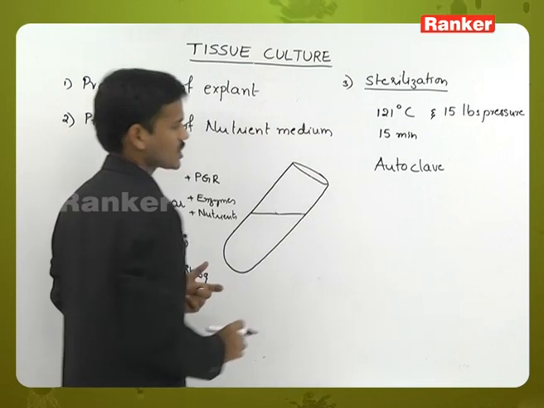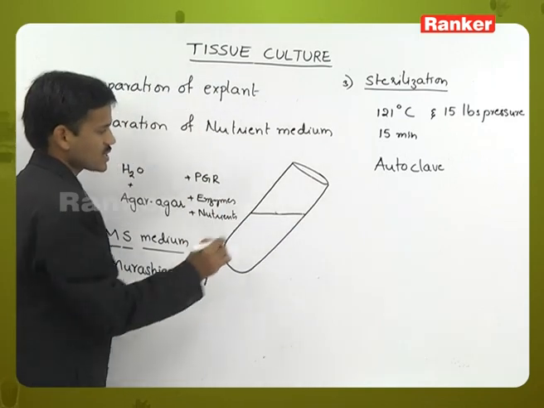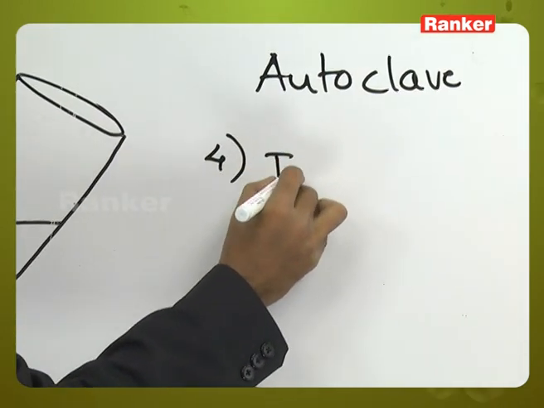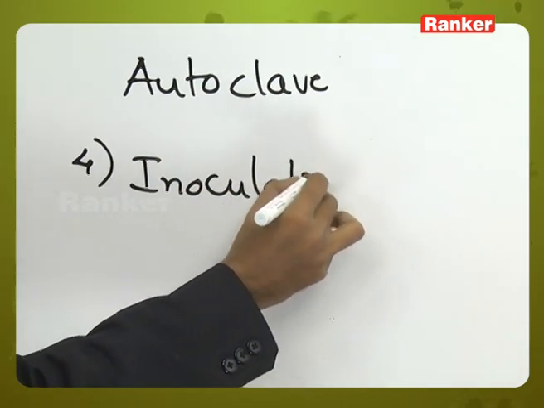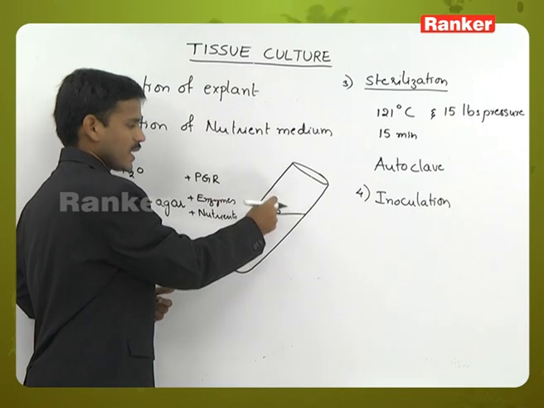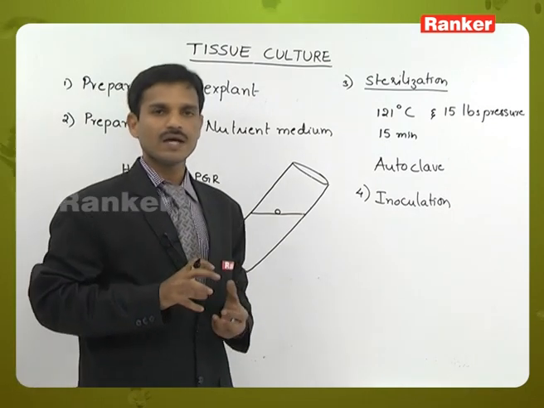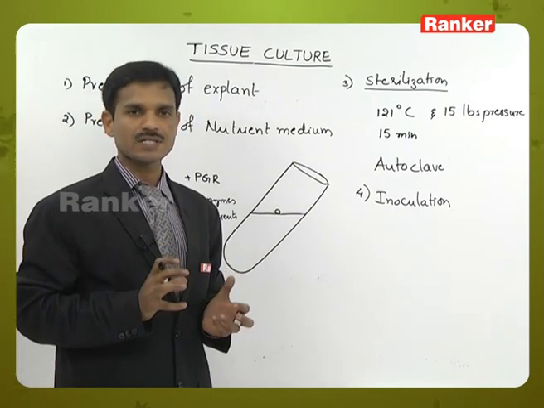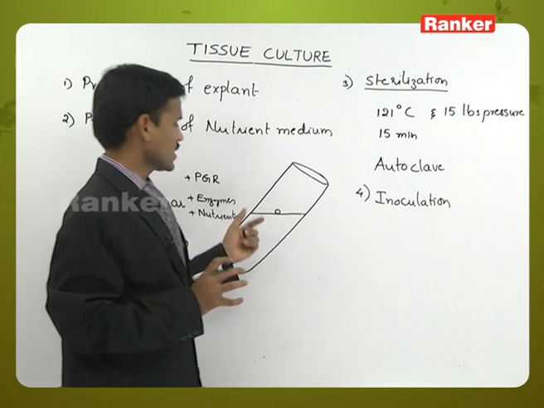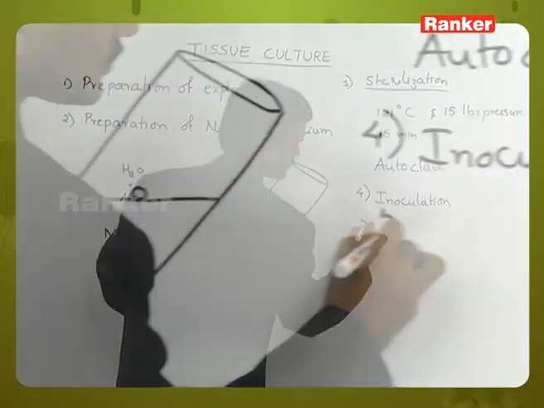So, the autoclave is a pressure cooker like equipment, and after the sterilization process the explant is inoculated. So, the fourth step is inoculation. The insertion of the explant onto the medium is called inoculation. It is carried out under suitable environmental conditions, in aseptic conditions, where the environment is microbe free. In aseptic conditions the inoculation is carried out, and after the inoculation it is incubated.